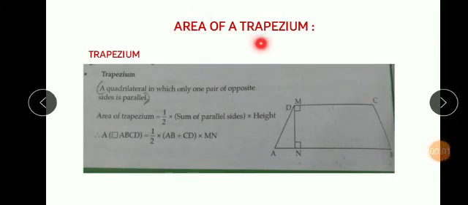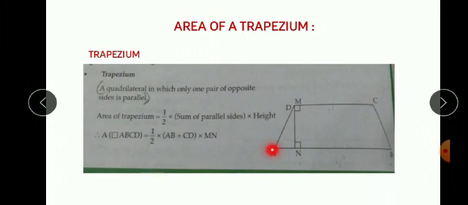Now children, in the first part we have seen area of trapezium. So what do you mean by trapezium? A quadrilateral in which only one pair of opposite sides is parallel is called a trapezium. And what will be the formula for trapezium? Area of trapezium is half into sum of parallel sides into height.